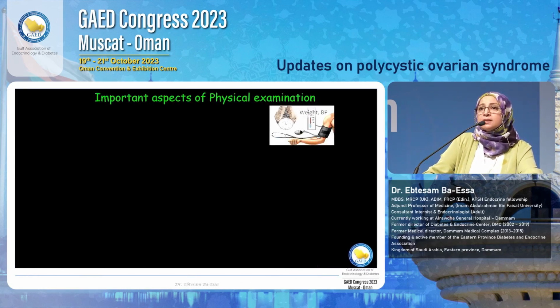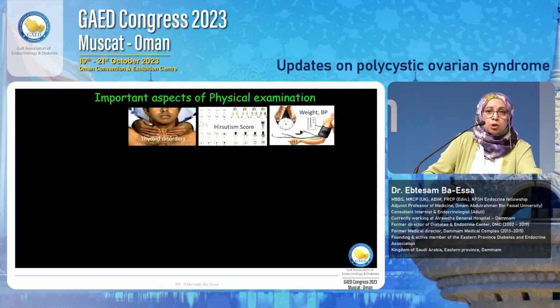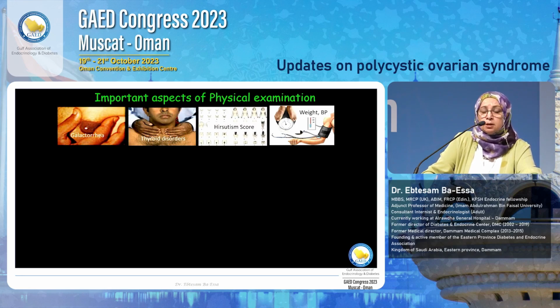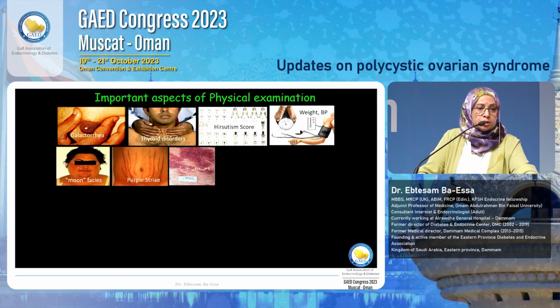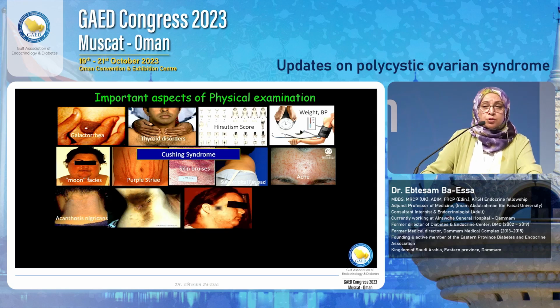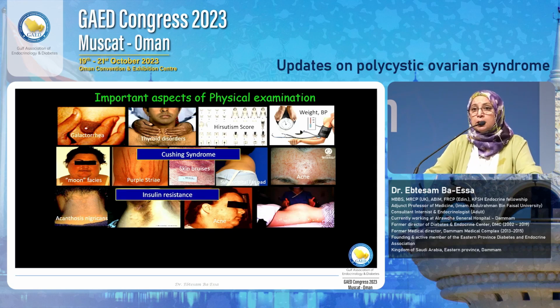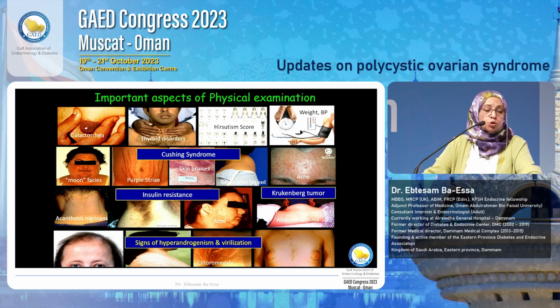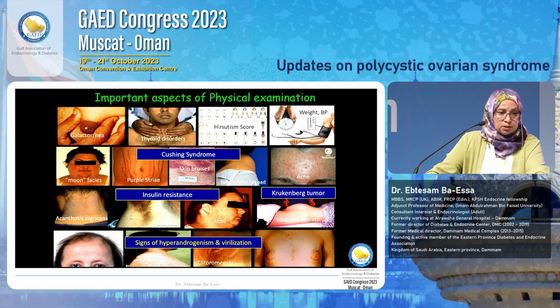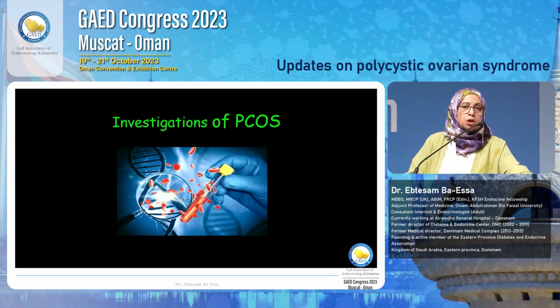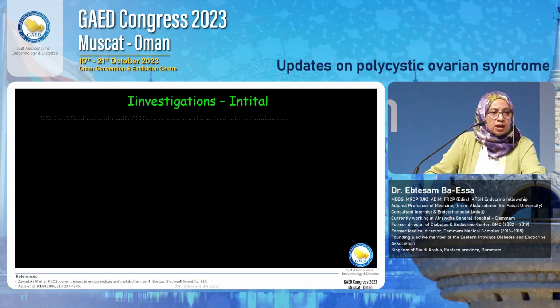And these are the important aspects in the physical examination, including checking the weight, the blood pressure, scoring the hirsutism, examining the thyroid, examining for galactorrhea, signs of Cushing syndrome, as well as acanthosis nigricans, an insulin resistance sign, and also examining the abdomen for any ovarian tumors or masses, as well as any signs of virilization to suggest virilizing tumors. So let us now go quickly over the investigations.